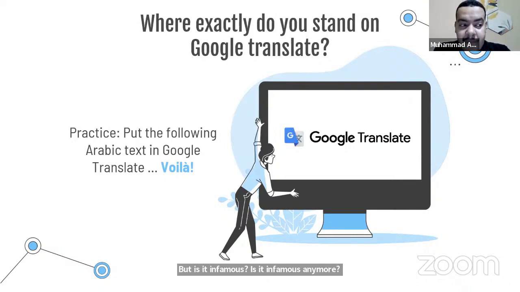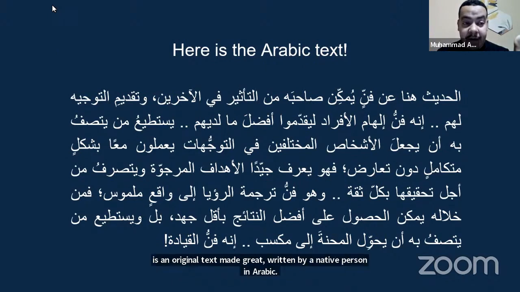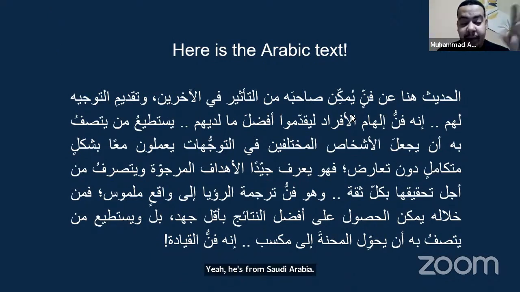So you can put some texts on Google Translate, whether from Arabic into English or from English into Arabic, and I have another idea on this that I'm going to discuss a bit later. But I have an example here. I believe we have a lot of Egyptian audience here, so we have a text here. This is an original text written by a native person in Arabic. He's from Saudi Arabia. So this is the main text.